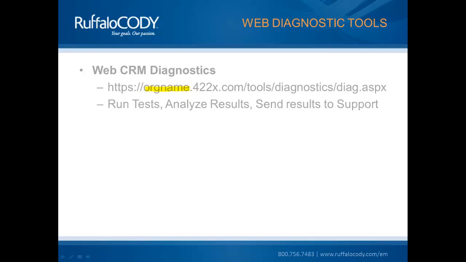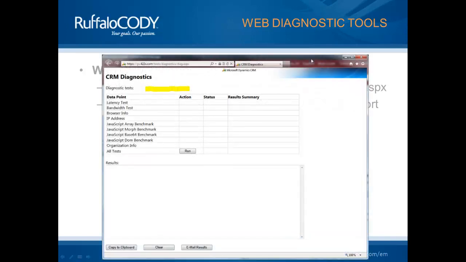So for Greenville University, which is our demo school, it's gu.422x.com/tool/diagnostics/diag.aspx. So you're going to use this address to access the web diagnostics tools. And these tools, again, are meant to help you run some tests. You can take a look at the results yourself. Sometimes even a non-technical person can look at the results and say, oh, wow, yeah, I see what the issue might be here. Or if you don't, there's a built-in tool to help you send those results to support.